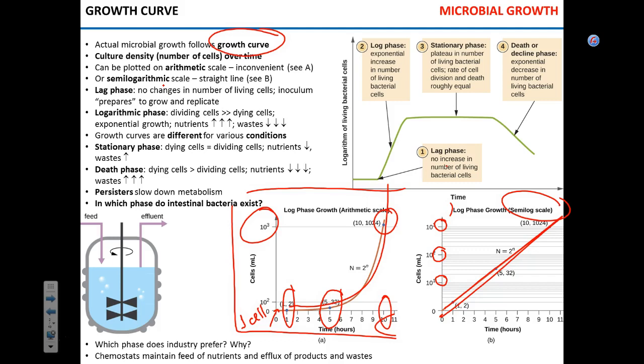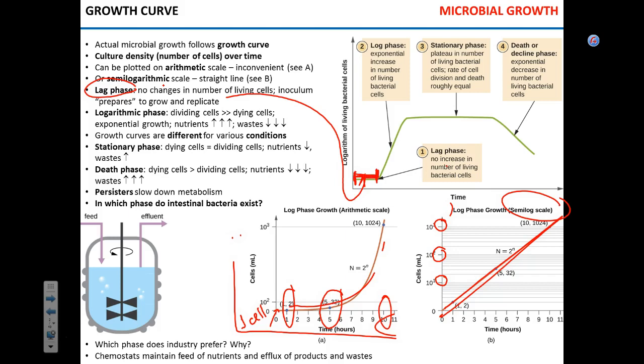Now let's talk about the stages of the growth curve. The first stage is called the lag phase. This is the lag phase. Lag means cells do not grow, or you can't detect them.